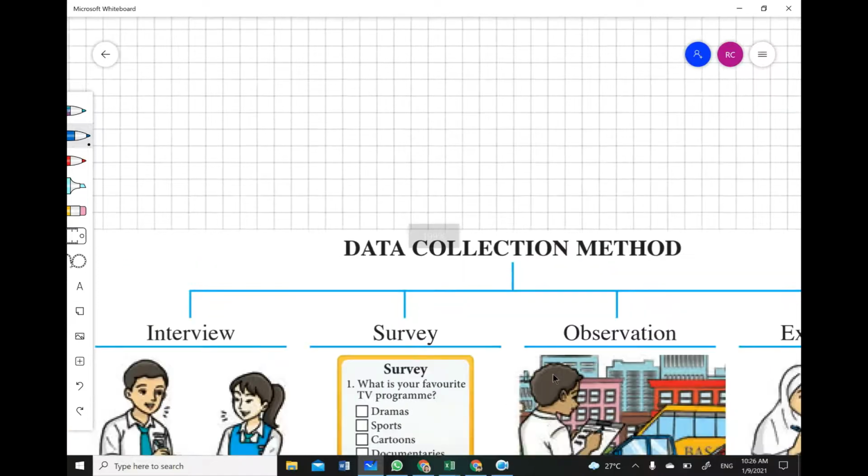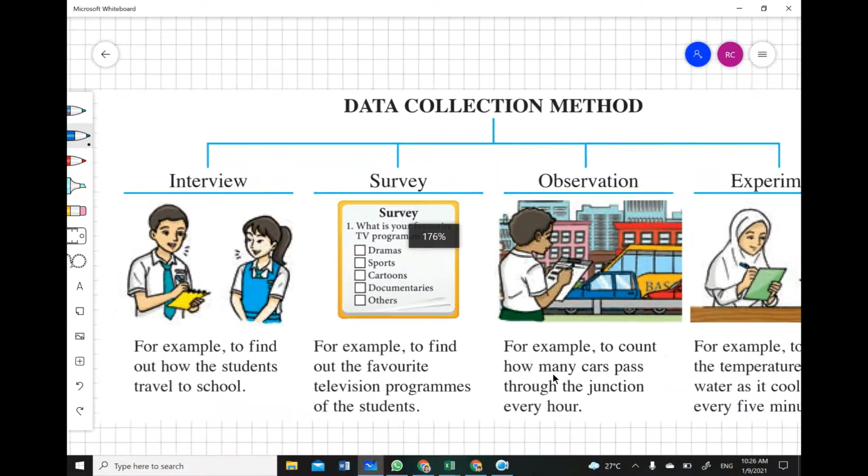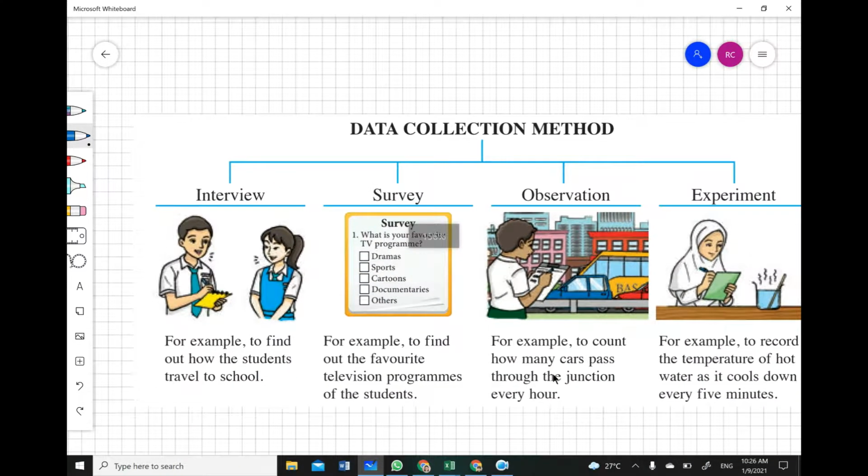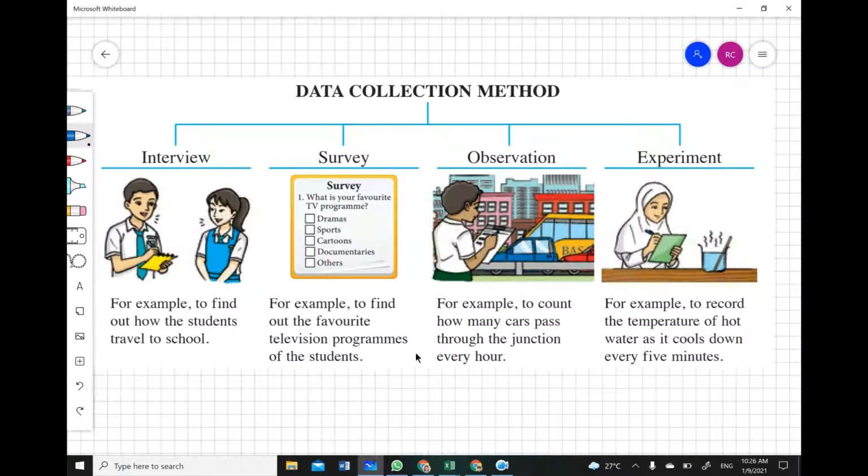Okay, let's look at the data collection method. So you need to memorize these 4 methods. You just need to memorize. First one, interview. Do you know what is interview? Temu ramah. Temu duga. Okay, so I'm sure you know the situation of the interview, right?